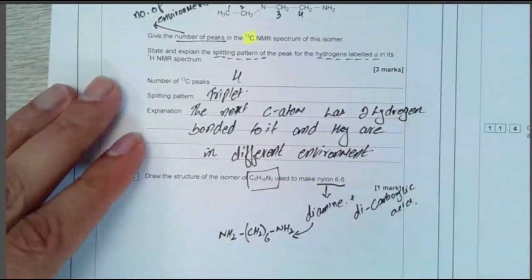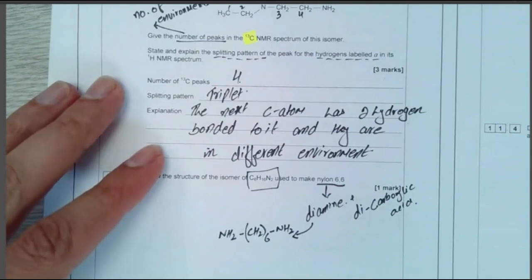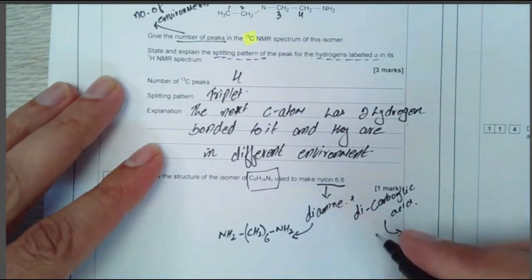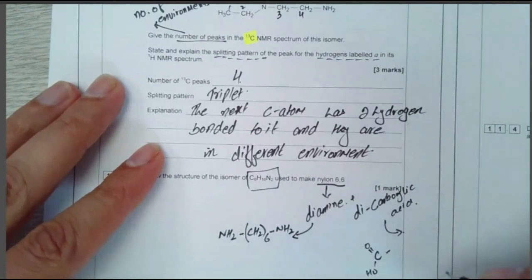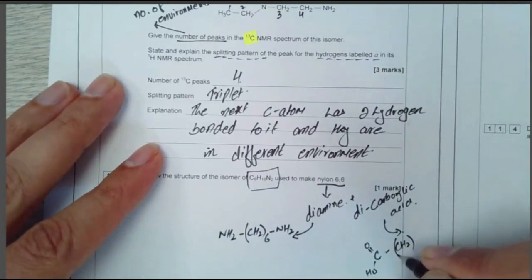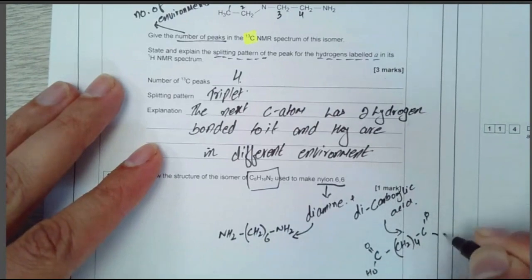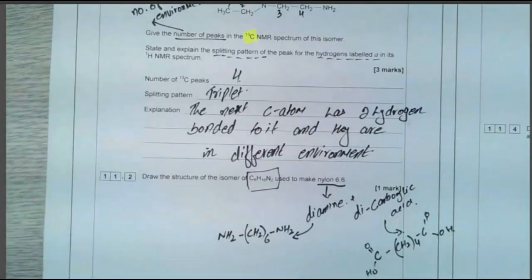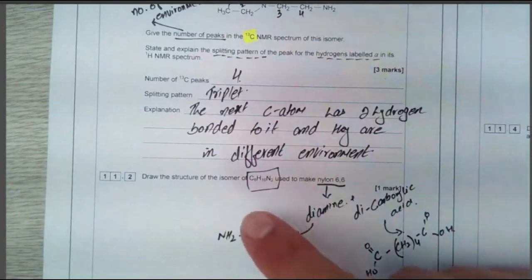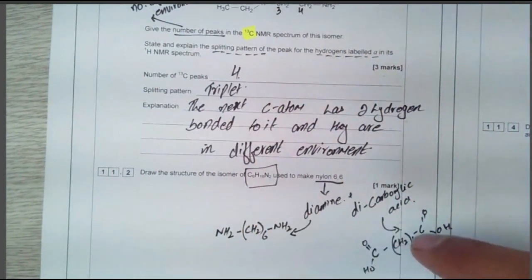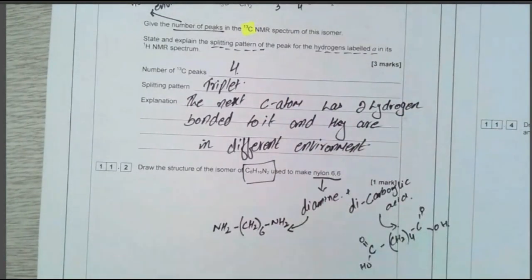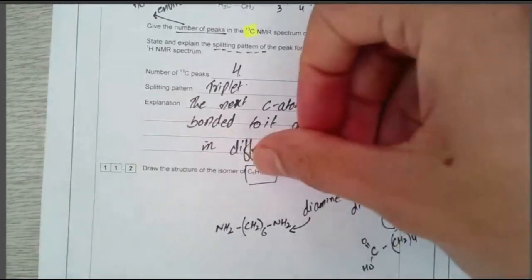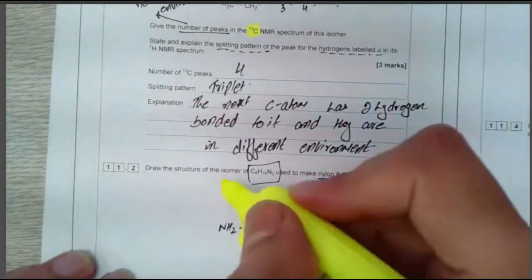When it comes to the dicarboxylic acid, this one is COOH, CH2 whole 4, COOH. So in your exam this time, it might be the case that rather than asking you about this one, they may ask you about the dicarboxylic acid. So you need to know both of them. And when they combine together, they will make nylon 6,6. So it says draw the structure of the isomer used to make nylon 6,6. So the answer for this is.